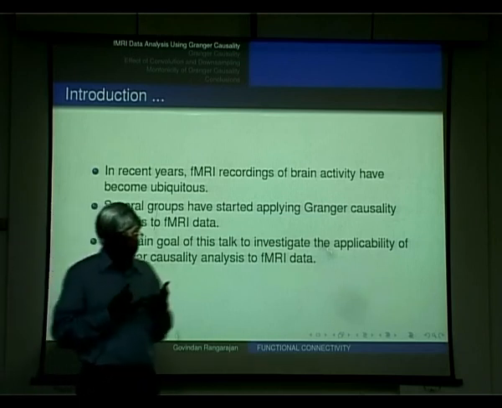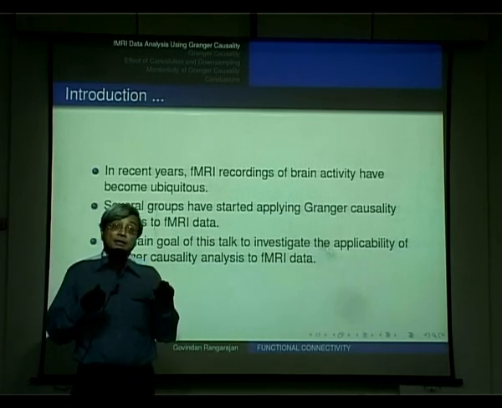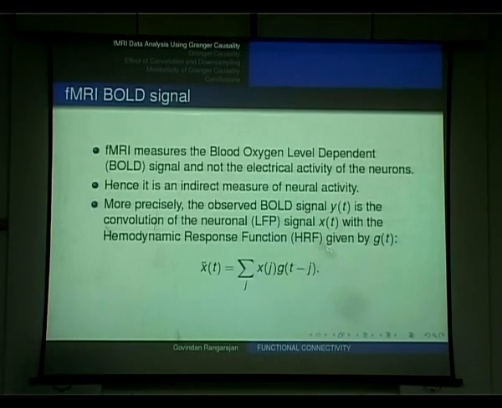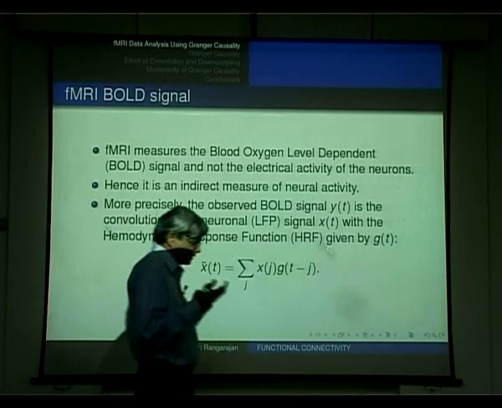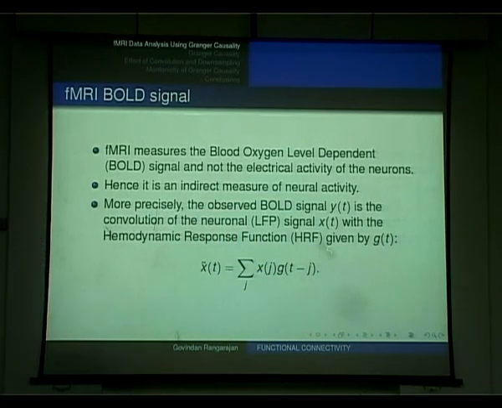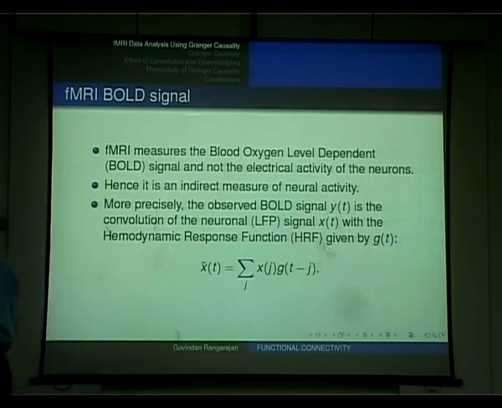Since fMRI data is becoming more and more ubiquitous, you are also interested to know whether Granger causality can be applied to this problem. There are issues involved in that. The reason it's more complicated to apply Granger causality to fMRI data is because fMRI measures the blood oxygen level dependent signal, and it's not directly measuring the electrical activity of the neurons. So you have this BOLD signal, which is an indirect measure of the neural activity.